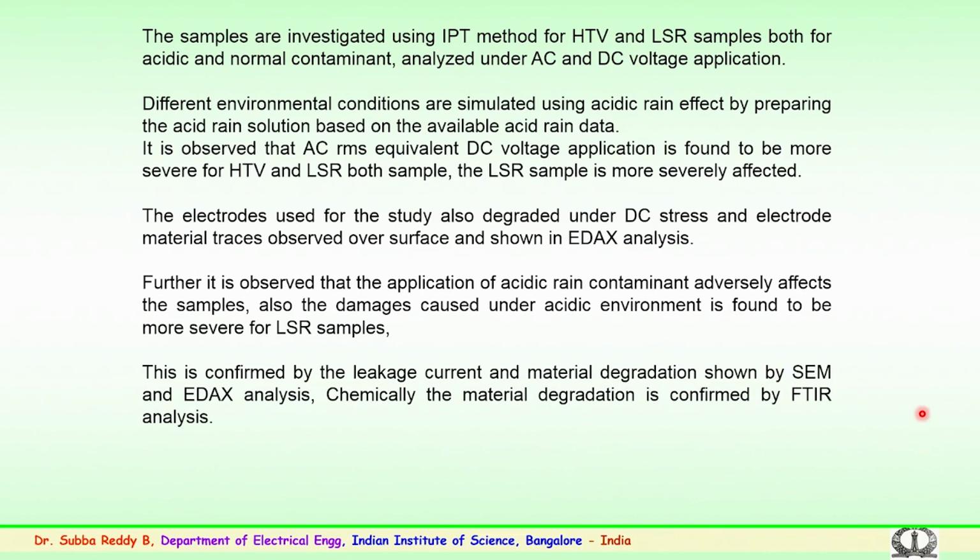Different environmental conditions were simulated using the acid rain effect, the details of which are available in the literature. It is observed that during the experimentation, for both AC and DC, we have assumed the AC RMS equivalent in case of DC voltage application. This is found to be more severe, particularly for both the high temperature vulcanized and liquid silicone rubber samples, and further, the liquid silicone rubber is much more severely affected during the experimentation.